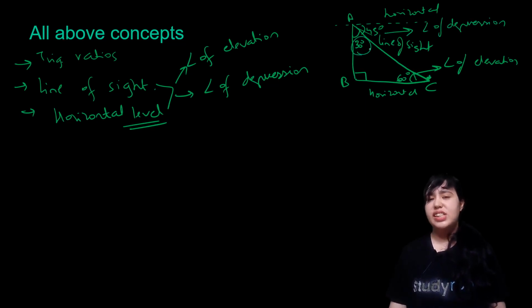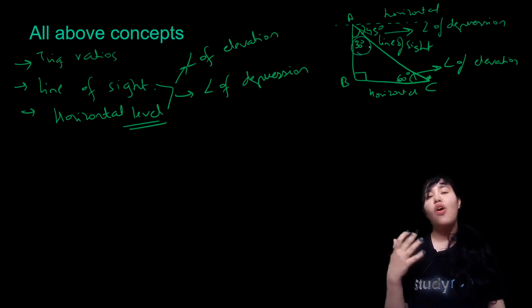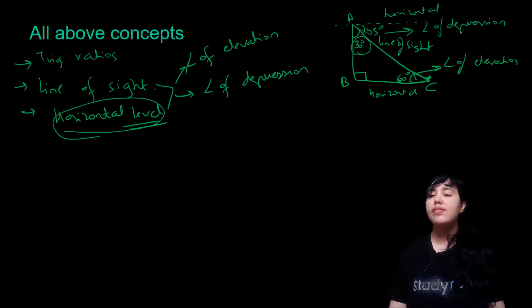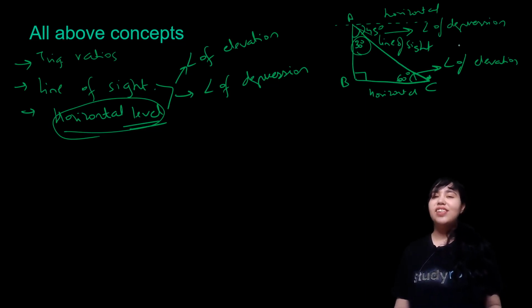And what is 30 degree? It is neither angle of depression nor angle of elevation because this angle is being measured from the vertical sides, okay? But angle of elevation and depression, both of these angles are based on the horizontal level. Do you see any horizontal level measurement for 30 degree angle? No. So this is neither angle of elevation nor angle of depression. So that's it for this chapter. Thank you.